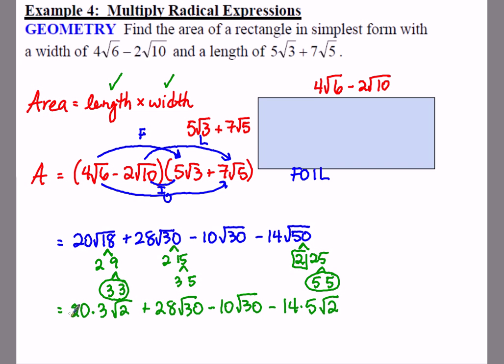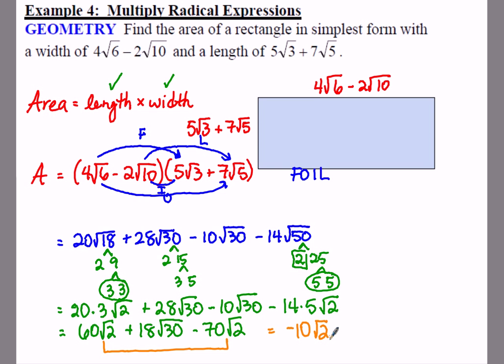So let's simplify. This becomes a 60 radical 2. We can combine the radical 30 terms because they don't add with anything else, so that gives us 18 radical 30. And then you have minus 70 radical 2. So we can combine your 60 radical 2 and your negative 70 radical 2. You can't combine your 18 radical 30 with anything, so we put those together and we get negative 10 radical 2 plus 18 radical 30, and this would be area, so we're in units squared.